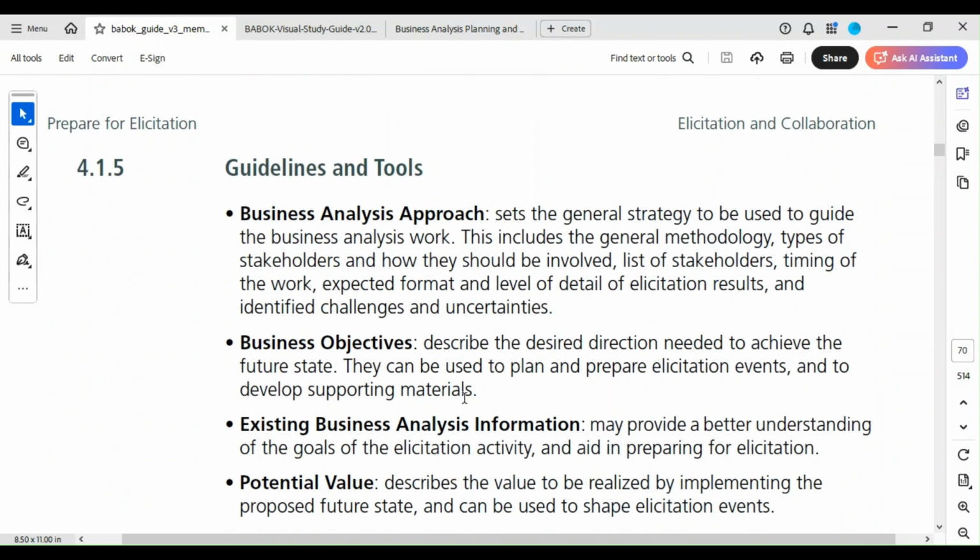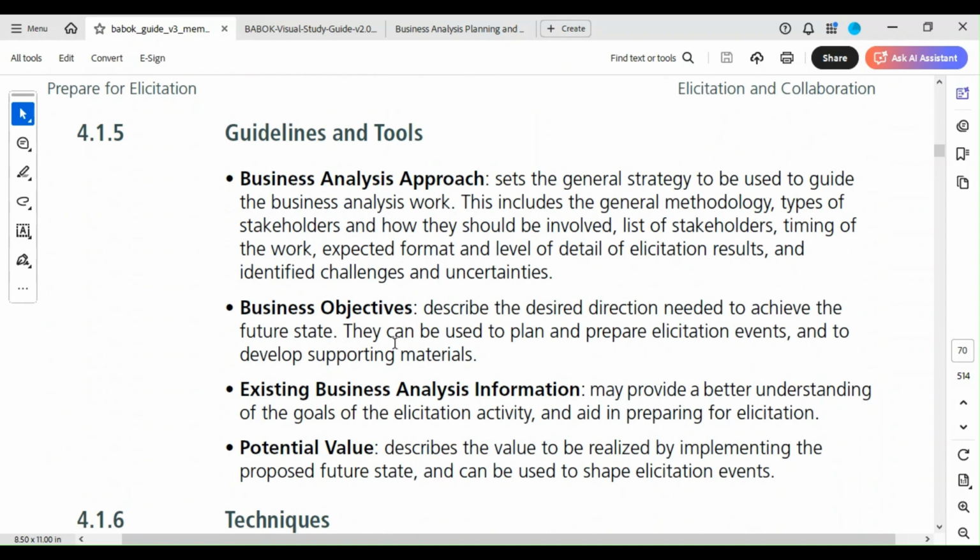So, guidelines and tools. We are almost done. Now, the business analysis approach sets the general strategy to be used to guide the business analysis work. This includes the general methodology, types of stakeholders and how they should be involved, list of stakeholders, timing of the work, expected format and level of detail of the elicitation results, and identified challenges and uncertainties.